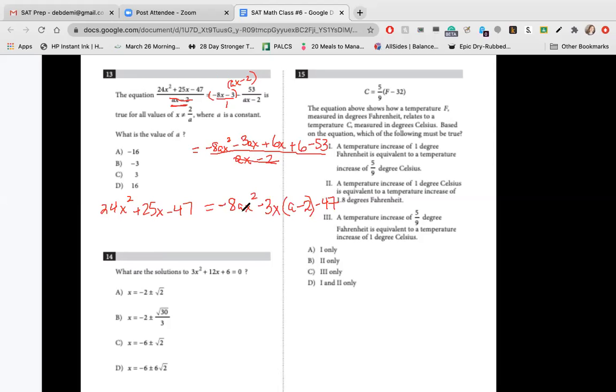I didn't even need to do all that work. I didn't even need this, right? So these are the same. We got 47, 47. Remember these kind where you have to get them to match up? And this one's going to match this. And 24 has to be the same as negative 8a. So if they're going to be equal, right? The x squareds need to be equal, the x's need to be equal, and the numbers need to be equal. So all we do is say 24 has to equal negative 8a, and so a has to equal negative 3. And that is answer B.